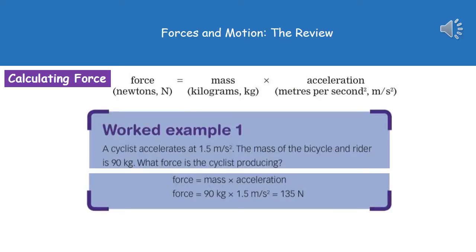To give you an example of the kind of question that might come up, we might have one like this. A cyclist accelerates at 1.5 meters per second squared. The mass of the bicycle and rider is 90 kilograms. What force is the cyclist producing? So we turn to page 2, we find our formula, which is force equals mass times acceleration, and then we put our numbers in. We know the mass is 90 kilograms and the acceleration 1.5. So 90 times 1.5 gives us our answer of 135 newtons.